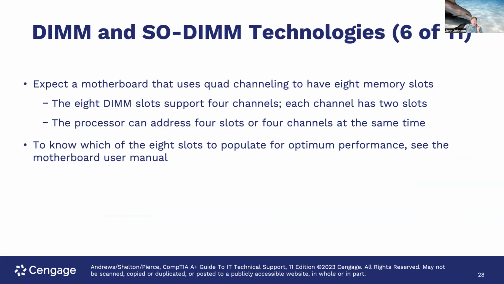So you can expect a motherboard that uses quad channeling to have 8 memory slots. The 8 DIMM slots support 4 channels. Each channel has 2 slots. The processor can address the 4 slots and 4 channels at the same time. To know which of the 8 slots to populate for optimum performance, again, you need to see the motherboard user manual. For a lot of this, you're going to need to reference the manual.